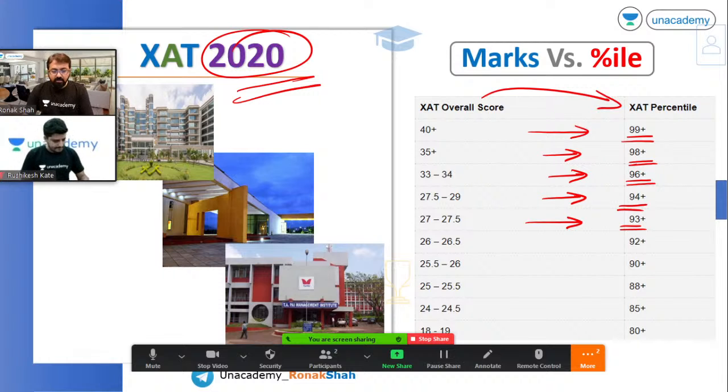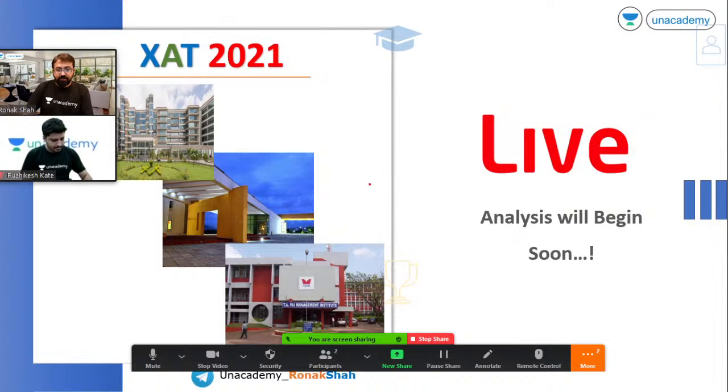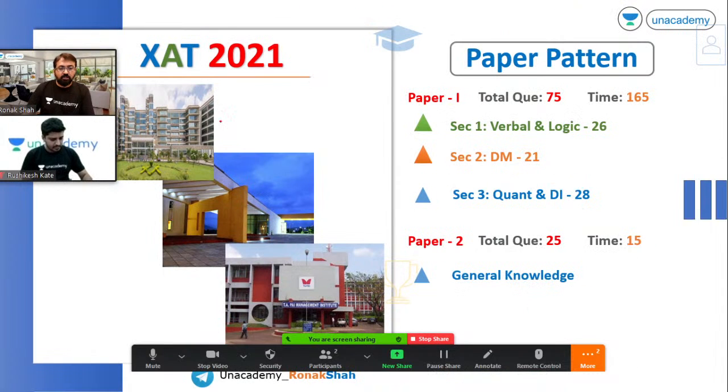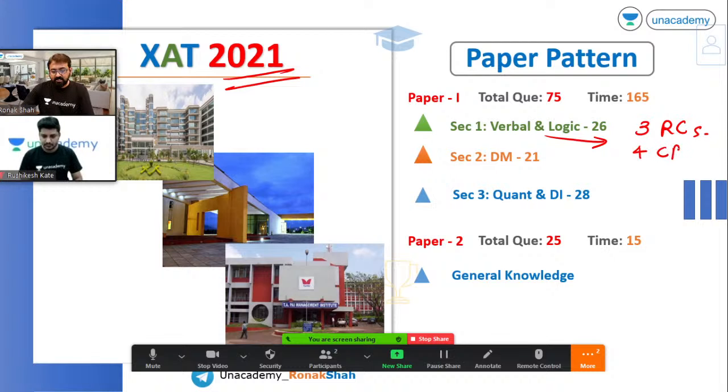So here we have the feedback. Verbal ability section. If I talk about XAT 2021 now, guys, let me tell you, I've got the first feedback for XAT 2021. In the verbal section, there were 3 passages, on day-to-day topics, readable. It was multitasking, excerpt based, scientific based, something like that. So there were 3 RCs. Then in critical reasoning there were 4 questions. So I'm talking about the verbal section: 3 RCs and 4 critical reasoning questions.